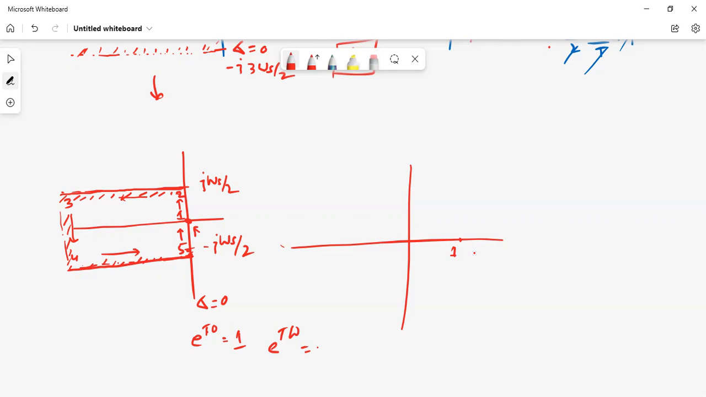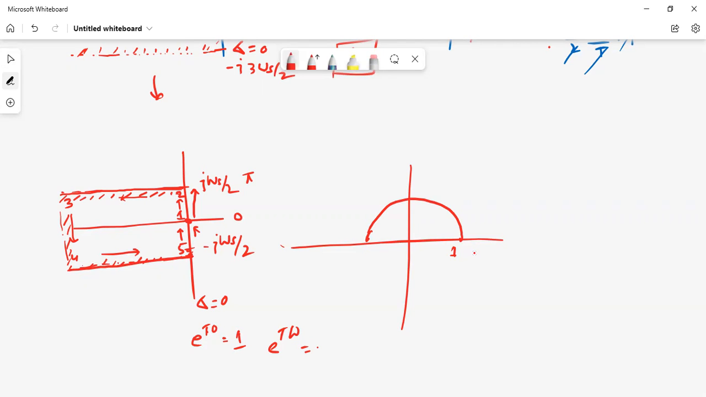Now next, the magnitude remains 1, but the angle is shifting from 0 to pi. We already discussed from 0 to pi. So with the magnitude 1, it will be going from 0 to pi. It is not properly drawn, but okay, with the magnitude 1, 0 to pi. So now you're here at pi, somewhere here.